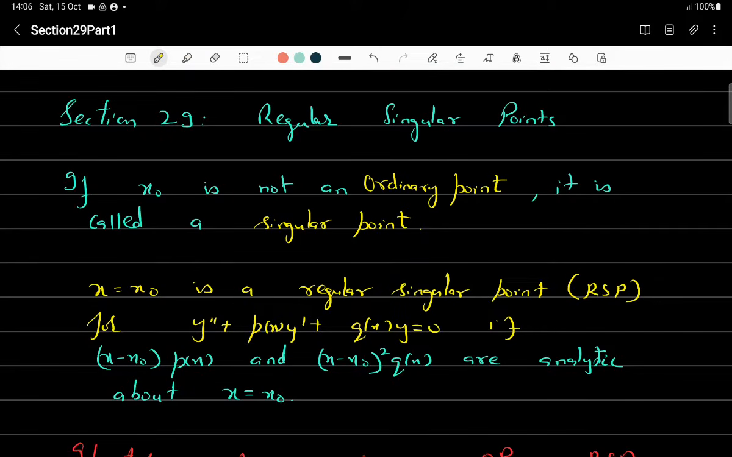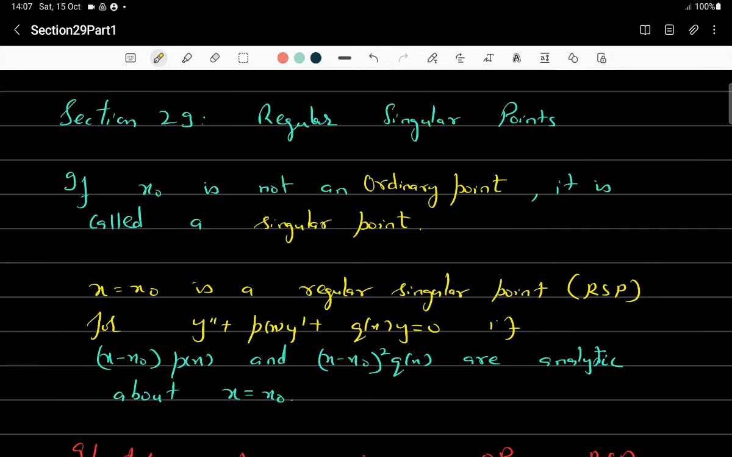Good morning everyone. Recall that in this section 28 we discussed how to find a power series solution of a second order homogeneous differential equation, and we have seen that there exists a power series solution only if x naught is an ordinary point. So we can find a power series solution about x is equal to x naught whenever x naught is an ordinary point, which means p of x and q of x must be analytic at x is equal to x naught.